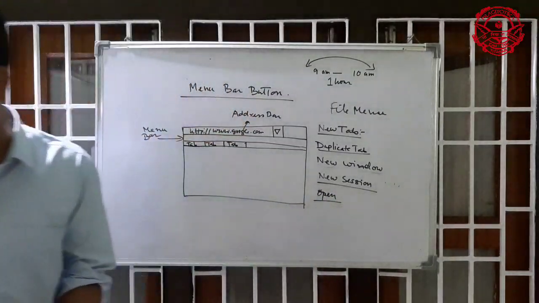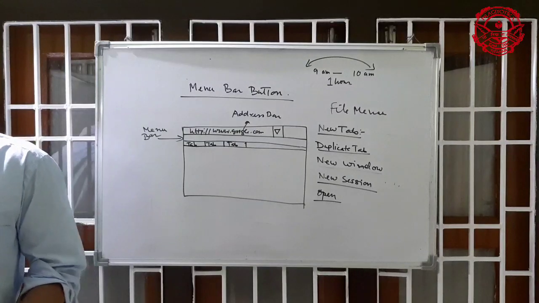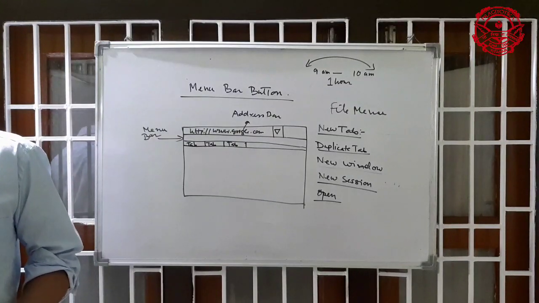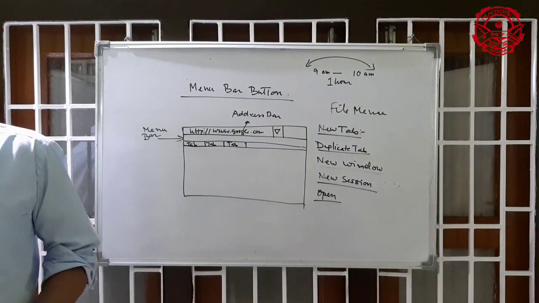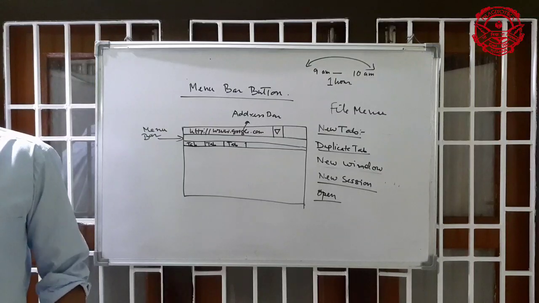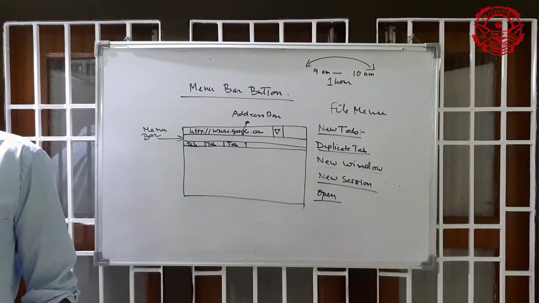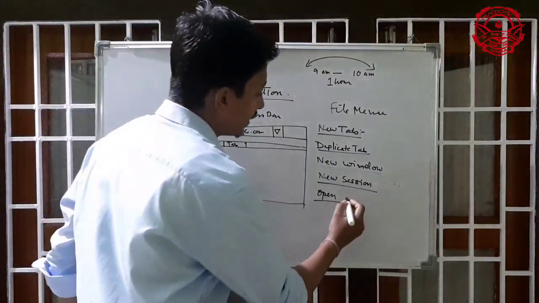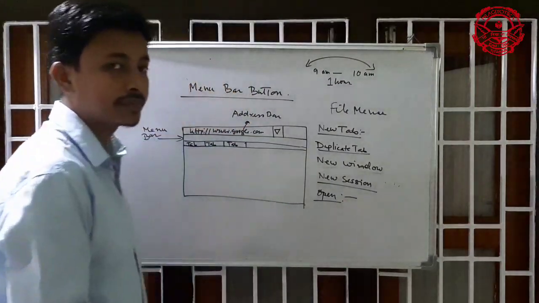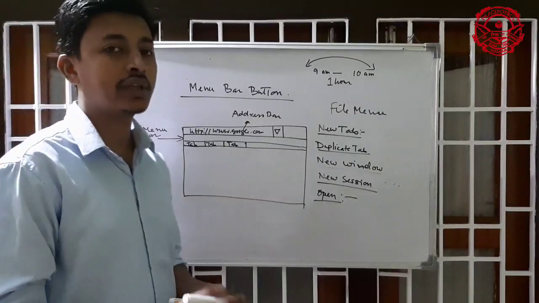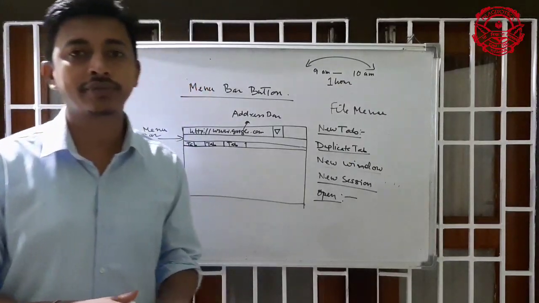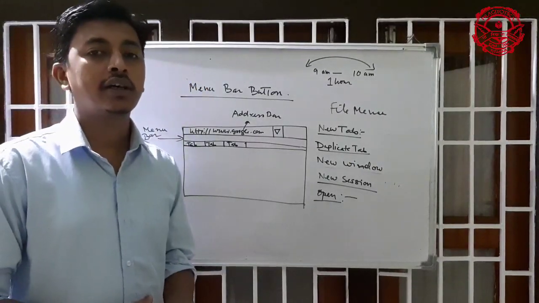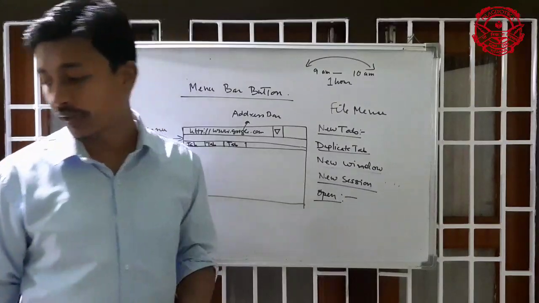Open means what? Open means this option. This opens the open dialog box, which allows the user to type the address of the site or browse the file stored on the computer. It will open the address bar where you can type the address of the website or the address of the file which is stored in the computer.